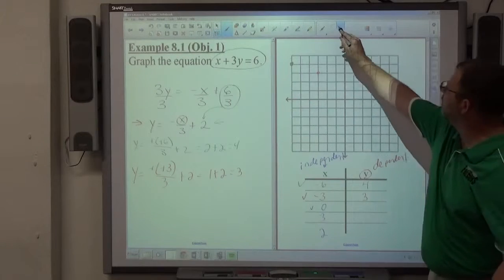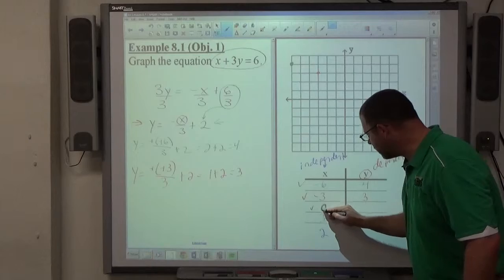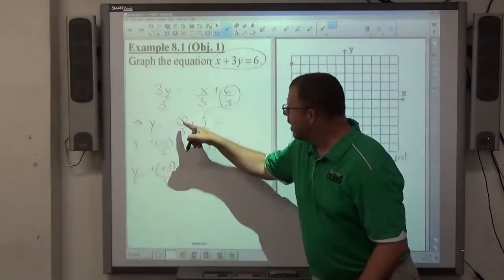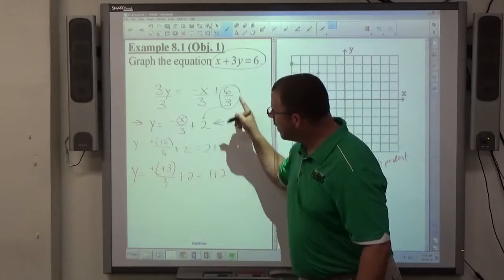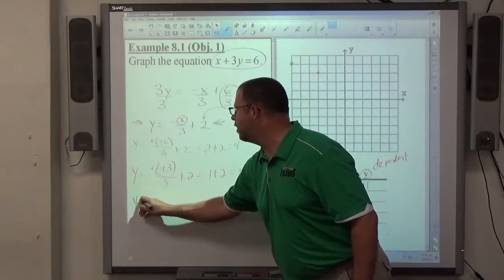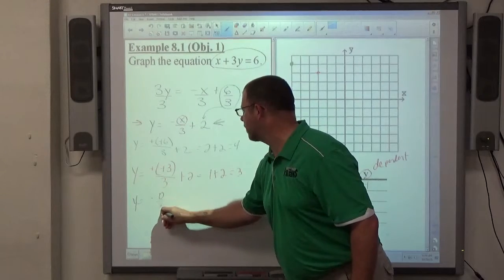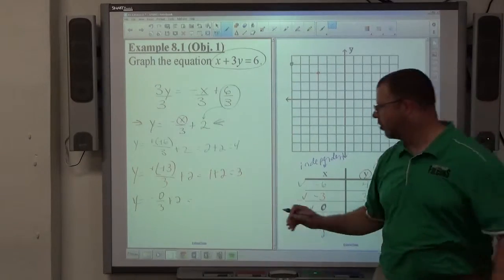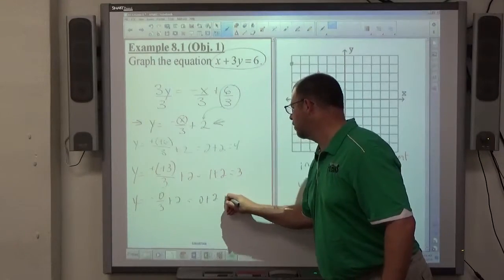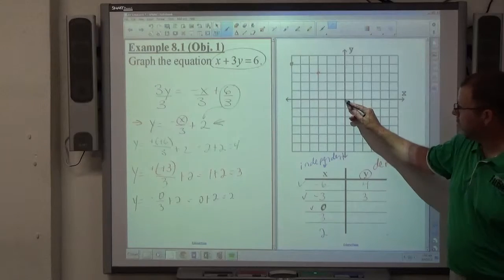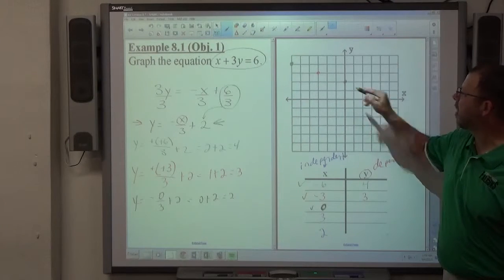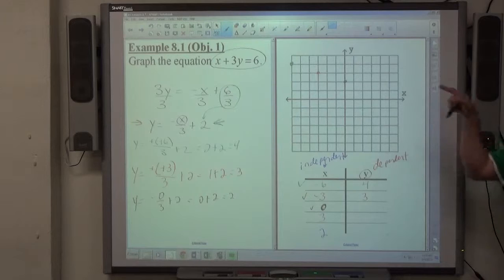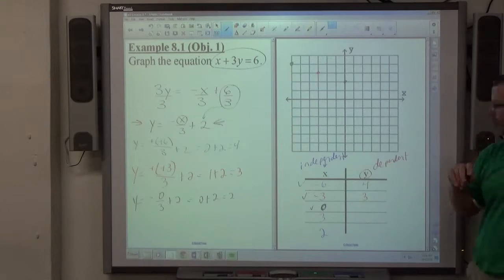Next value I have is 0. I'm doing 0 in black here. All right, so I'm going back to this equation. X equals 0, so y equals -0 over 3 plus 2. What does -0 over 3 equal? 0. So 0 plus 2 is 2. All right, so 0 for x, 2 for y. That point is on my line. Okay, notice that they're all lining up very nicely, right? Which is good. If they weren't, we'd be having some issues here.